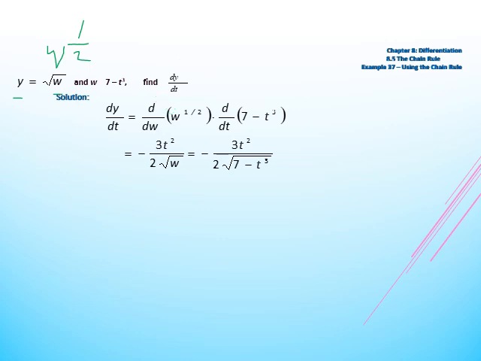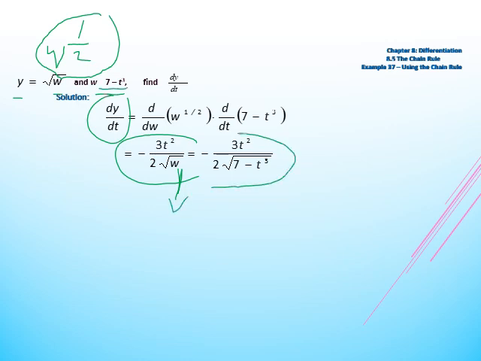Now, to get this value, first differentiate w to the power half, which equals half w to the power minus half, and then differentiate 7 minus t to the power 3, which is equal to -3t squared. Multiplying them together, we get the value -3t squared over 2 root w. But we want dy over dt, not w. So we substitute every w with 7 minus t to the power 3 to get this result.